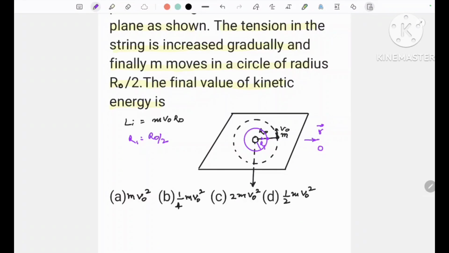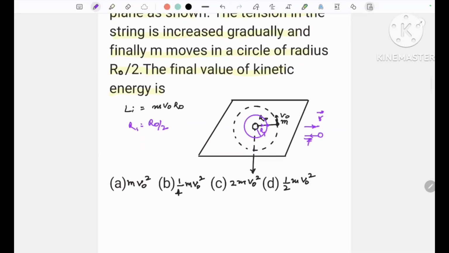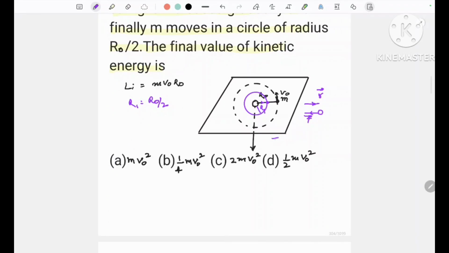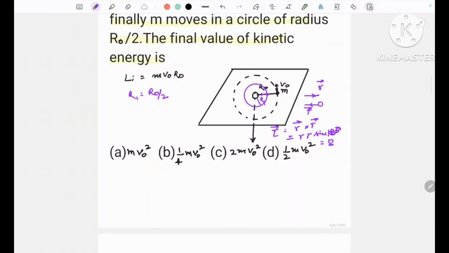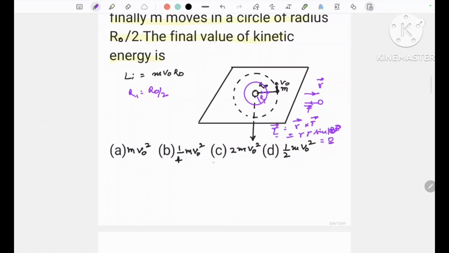This is the object, so the tension will be this T vector. So torque applied will be r T sine theta, or r T sine 180, and sine 180 is 0, hence this is 0. Torque on object is 0, hence angular momentum will be conserved.